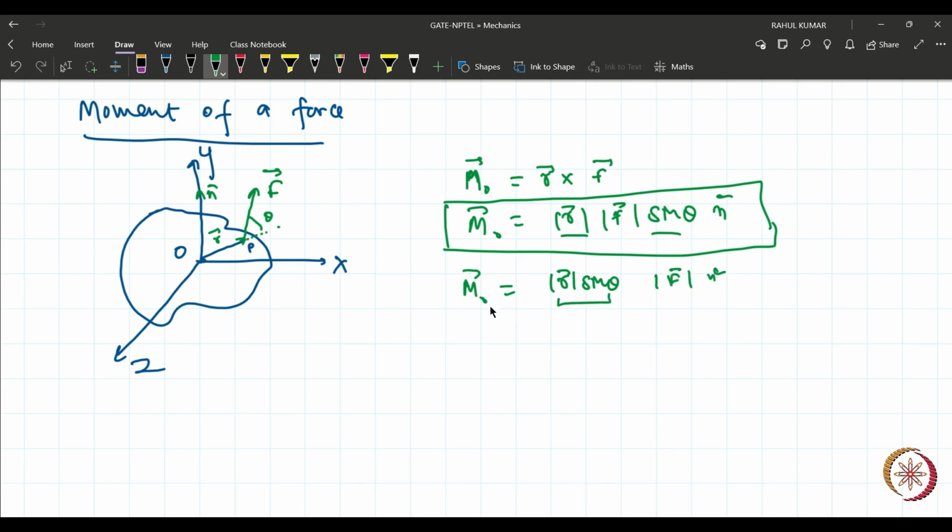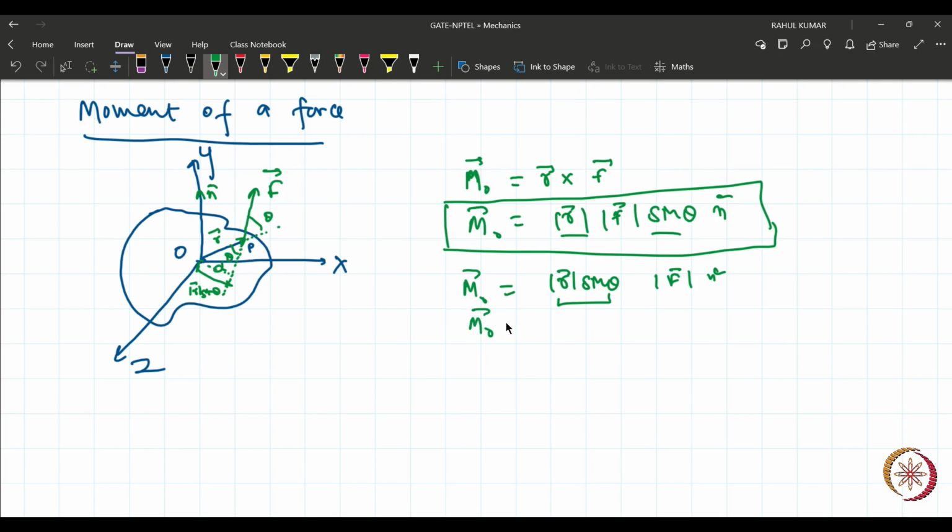What is r sin theta? If you extend this line, this is theta, this is also theta. Then this is the magnitude of r sin theta, which is d. And this d is the perpendicular distance between the force F and the axis of rotation.